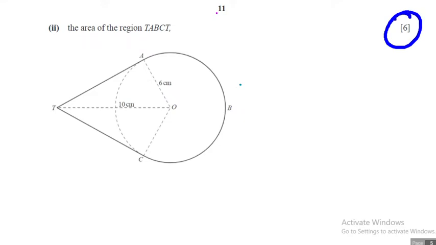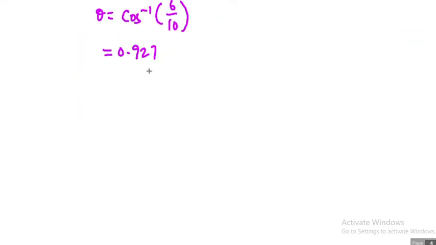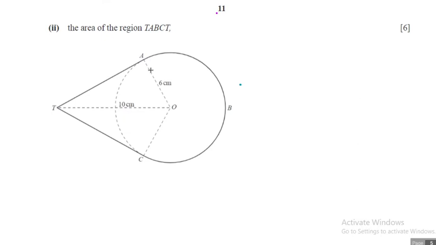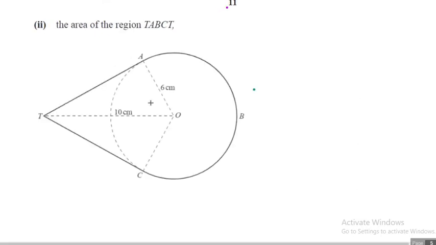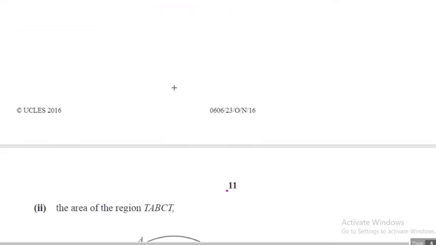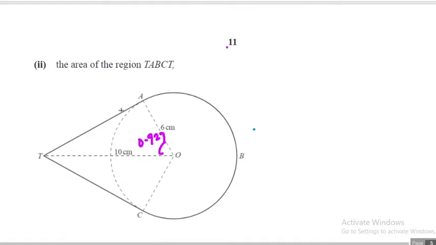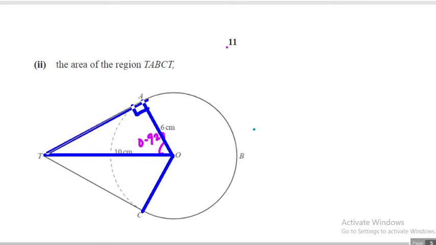Wow, that's 6 marks. Let's see how to get 6 marks here. So how to do this? We have here just now the angle 0.927. I'll make it larger a bit. Alright, so let's see. What shape is this? Do you see this? A triangle, right? Or maybe, actually this is a kite.